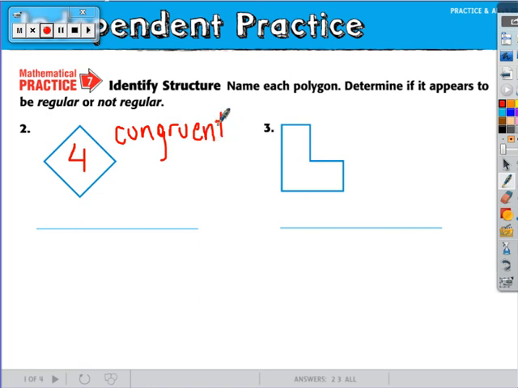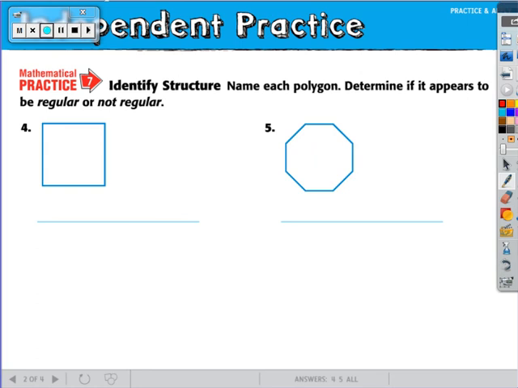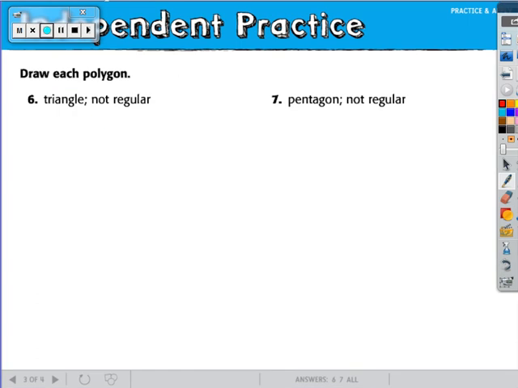And then you're going to write what the name is, and whether or not it is regular or not regular. Okay? Do you guys understand that? So you're going to do that through number 5. Now number 6. The ones that say not regular.